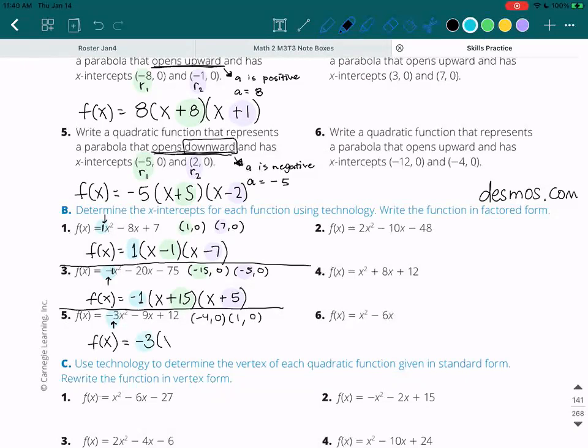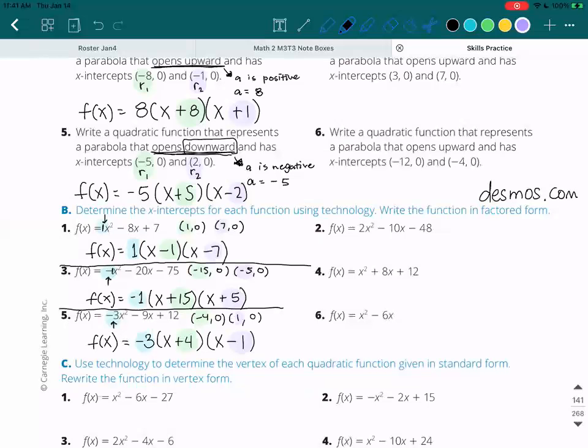Then we have parentheses x minus. Okay, so our first r value is -4. So should I write +4 or -4? +4, good. And then we have x minus, and then our second r value is 1. So should I write +1 or -1? -1. Perfect, -1. So remember, we're just doing the opposite of whatever sign the x-intercepts were. So since we had a -4, 0, we said +4. Since we had a 1, 0, we said -1. I'm going to pause here and see if you guys have any questions for this section.